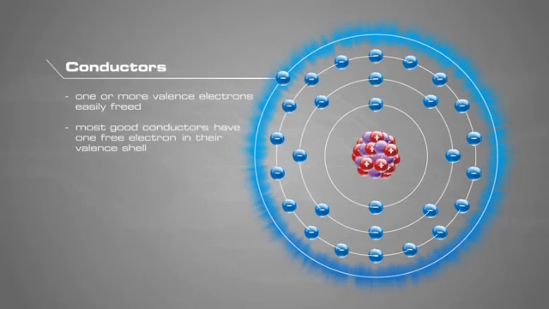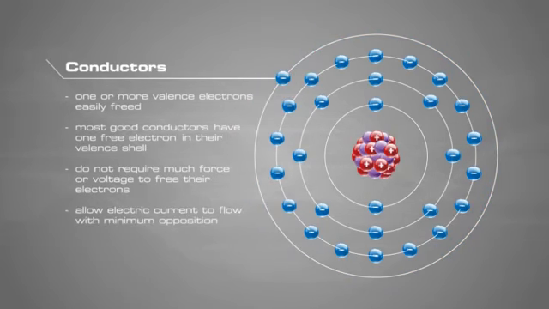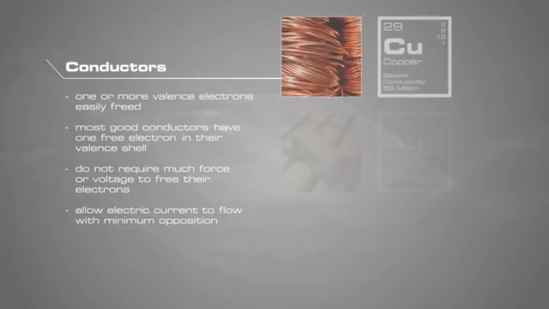Most good conductors have one free electron in their valence shells. Good conductors do not require much force or voltage to free their electrons, thus propagating the flow of energy. The purpose of using conductors is to allow electric current to flow with minimum opposition or resistance.